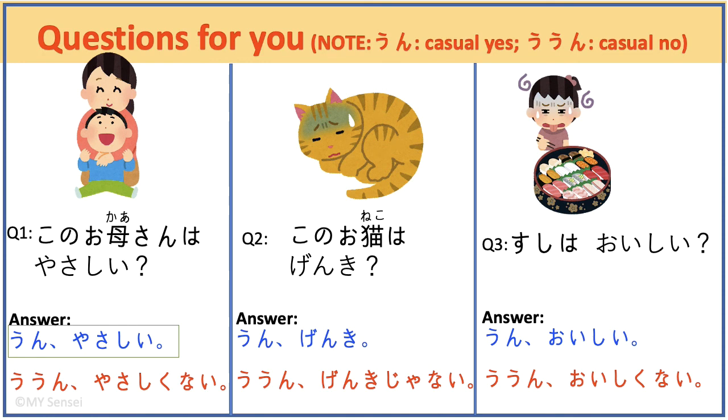Question 2. この猫は元気? Is this cat well? And the answer is 元気じゃない. Question 3. 寿司はおいしい? And according to the image, the answer is おいしくない.